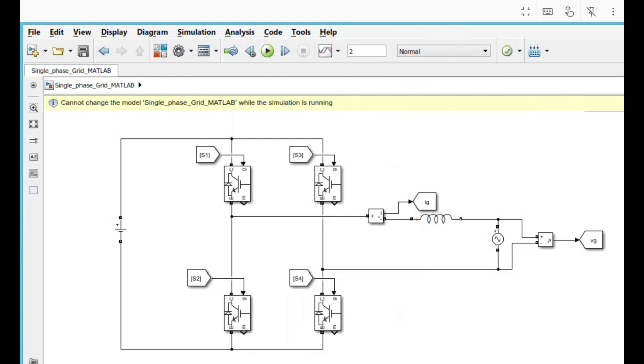Now we will be building the control circuit. The first step to build the control circuit is to generate sin theta, the angle theta that will be in phase with the grid voltage. To generate sin theta, we need a PLL. For the PLL, we are using a second order generalized integrator based phase lock loop.